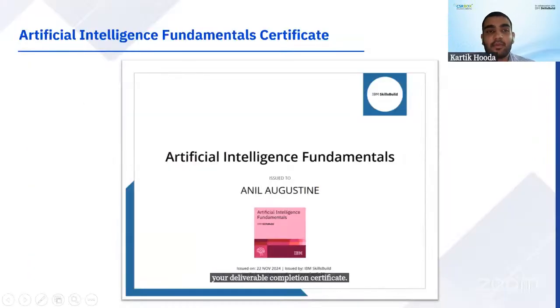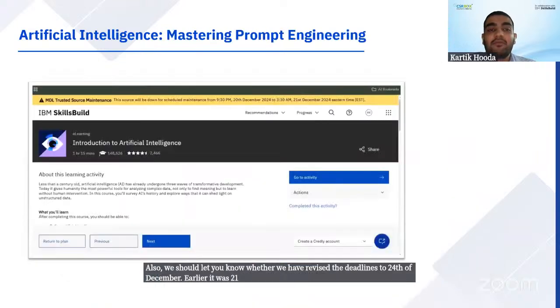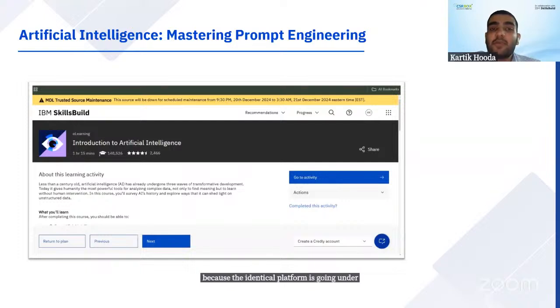The masterclass for today. Also, we should let you know that we have revised the deadline to 24th of December. Earlier, it was 21st December. We have done so because the IBM SkillsBuild platform is going under maintenance from 20th to 21st of December. So please make sure that your course completion time is not during that. Make sure you take a time other than this particular time.